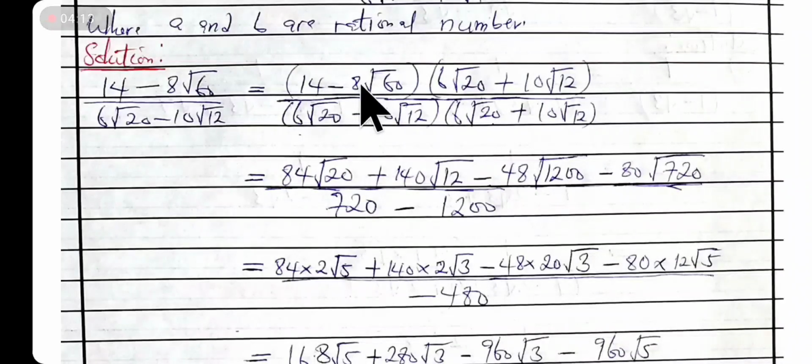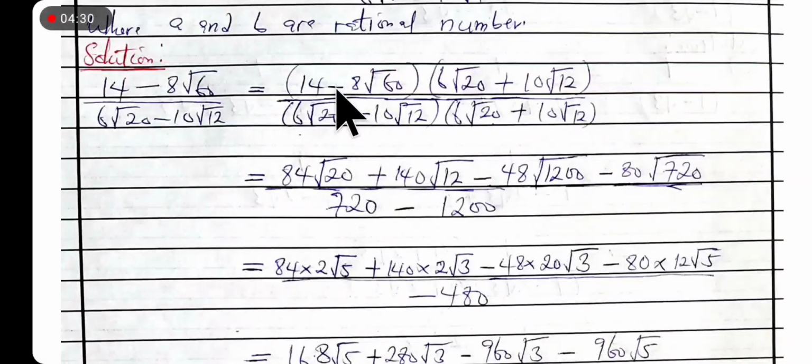Then we go to minus 8 root 60 times 6 root 20. 8 times 6 is 48. Then 60 times 20 is 120. So that is why we have root 120. Then minus.